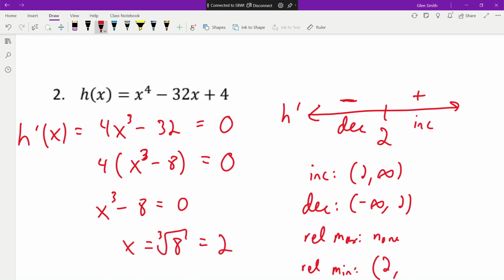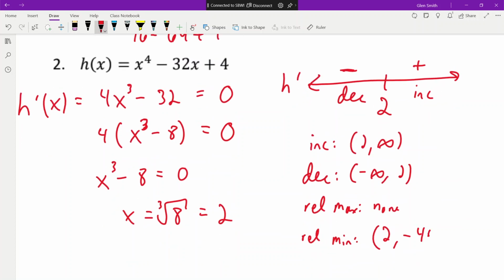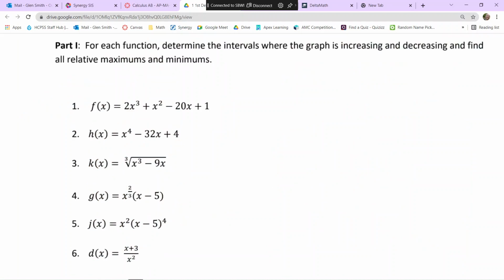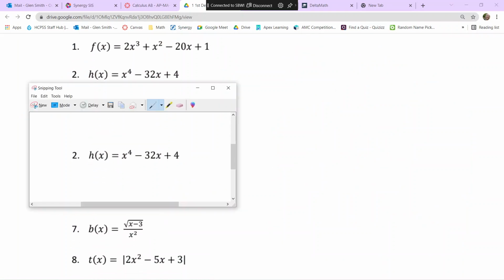Again, it might just ask for the x value. I'm finding the y value just because. But you plug 2 in, you get 16 minus 64 plus 4. That's 20 minus 64. That's negative 44. All right. So that's what we know about that 4th degree equation. And while we're here, let's do the next couple too.